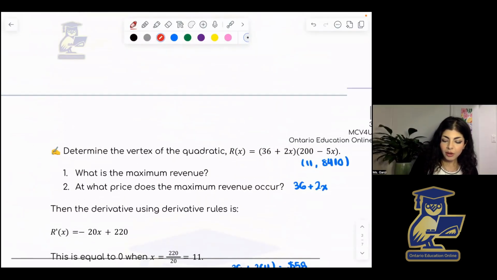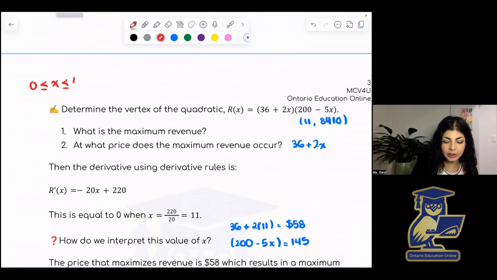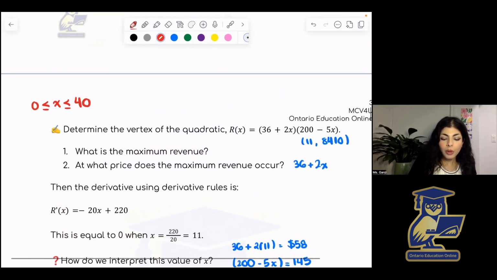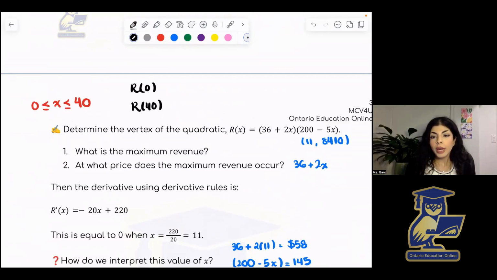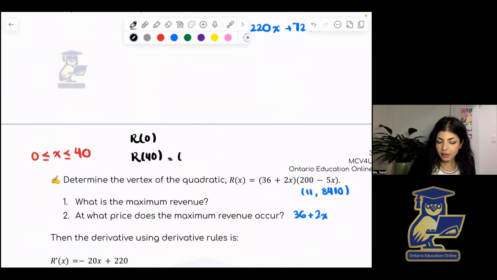So then, going back here, our feasible values are x between 0 and 40 inclusive. So we would actually check the endpoints here. We would find r of 0 and r of 40. When x is equal to 40, we would have 36 plus 240. But then 200 minus 5 times 40 is actually 0. This is 0. So then this is 0.